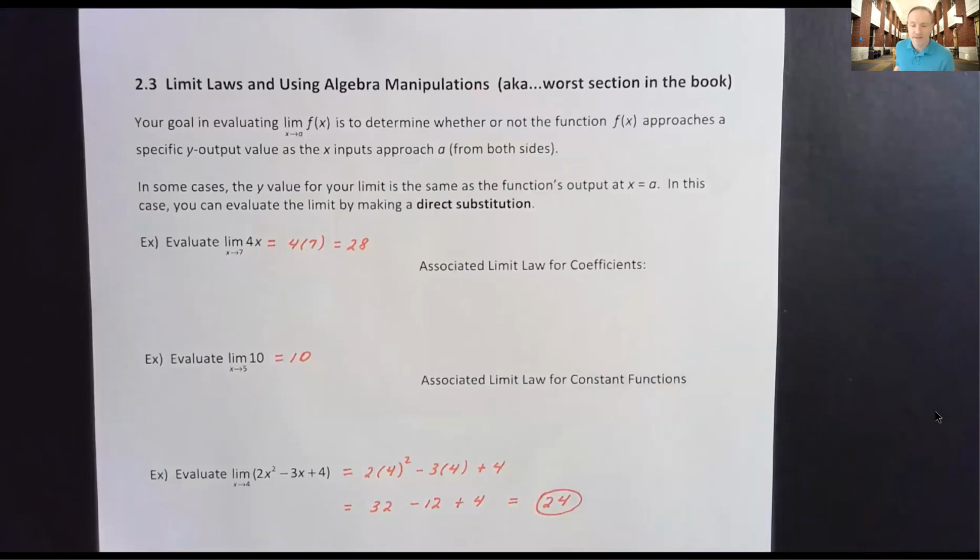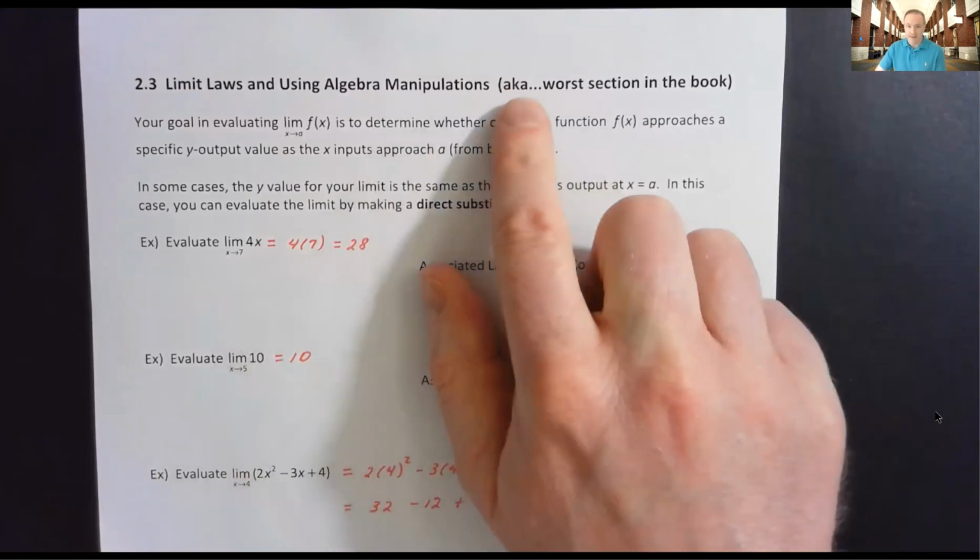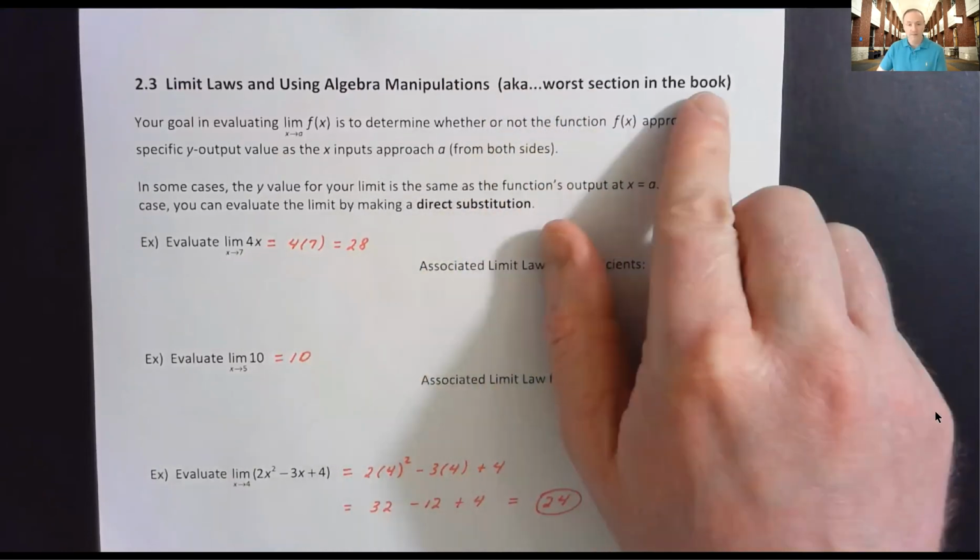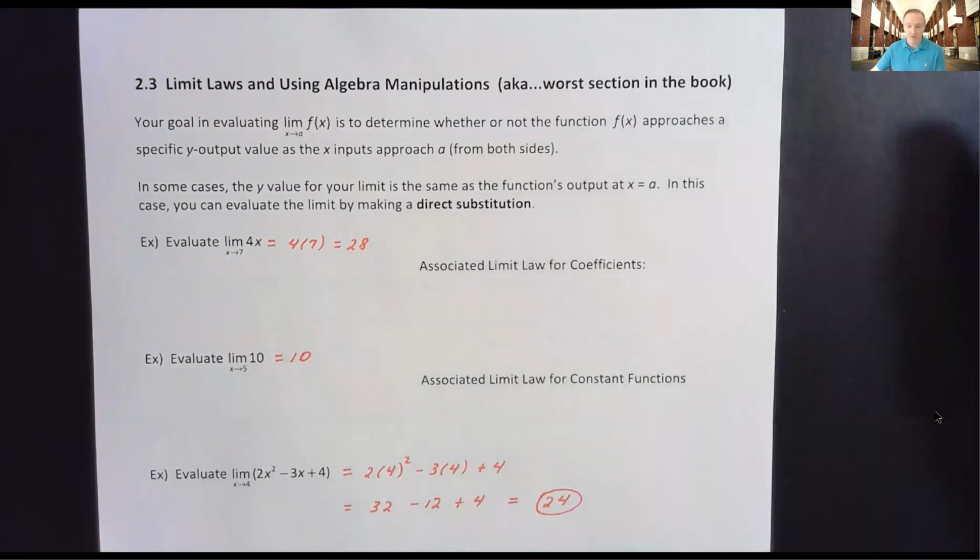Hi all, now we're heading into section 2.3 in the Rogowski text, and this section is titled Limit Laws and Using Algebra Manipulations. There's not much algebra manipulations you need in this chapter though. As I say here in the subtitle, aka worst section in the book. That's because there's really not much to do in this section.